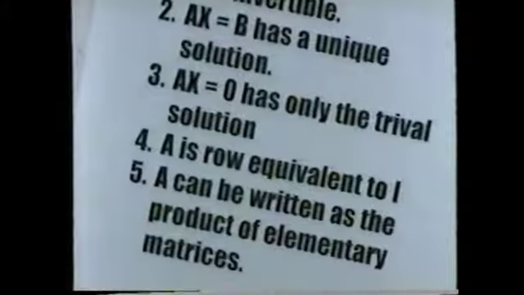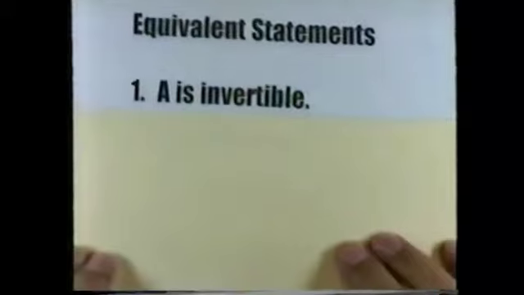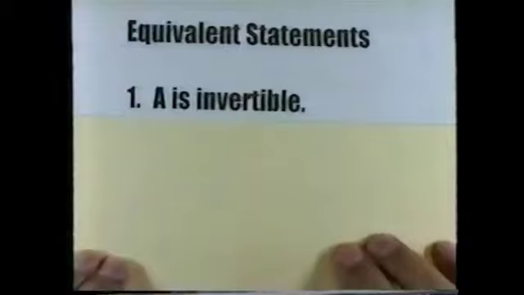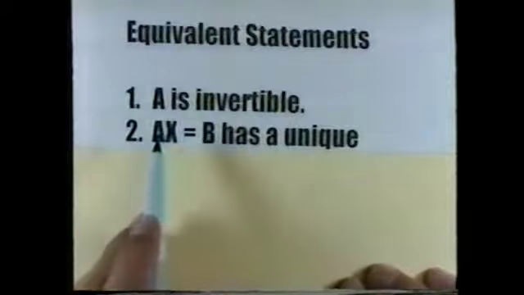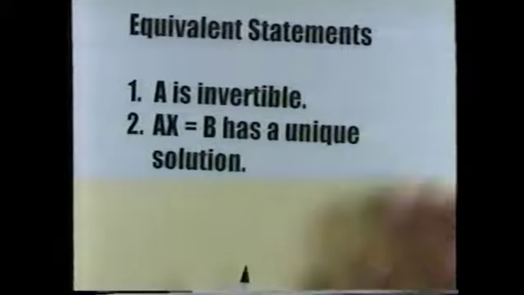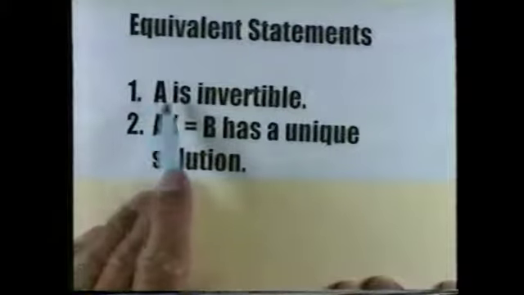Now we're ready to look at a list of equivalent statements about the things that we have developed. So all these statements are equivalent. The first statement is A is invertible. Well, if A is invertible, that means it has an inverse. Another way of saying that A has an inverse is saying that AX equal B has a unique solution. So if the matrix equation AX equal B has a unique solution, that means A is invertible, which means A has an inverse.